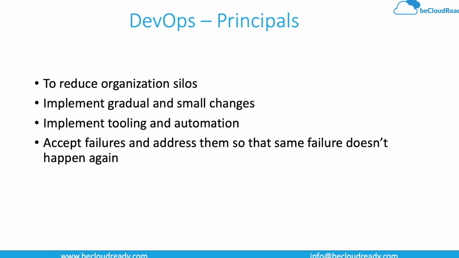Then the DevOps principles. As I always mentioned, DevOps is a philosophy rather than a job description. You reduce organization silos, because you'll be working with different teams and you break the barrier. Implement gradual and small changes, because you'll be doing agile-based changes, so smaller changes are shipped. Implement tooling and automation wherever possible. You don't do one thing twice, and you accept failure and address it so that it does not happen again. It means anytime you fix something, you fix it as part of code, like infrastructure as code. This is how you achieve it.